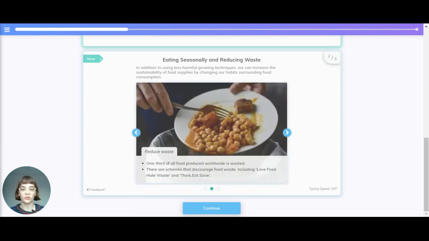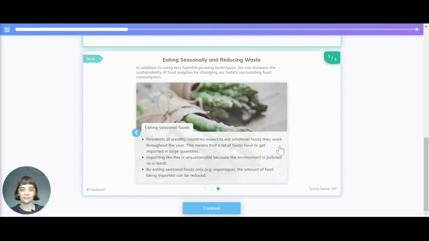Reducing waste. One third of all food produced worldwide is wasted. There are schemes that discourage food waste, like Love Food, Hate Waste and Think, Eat, Save.